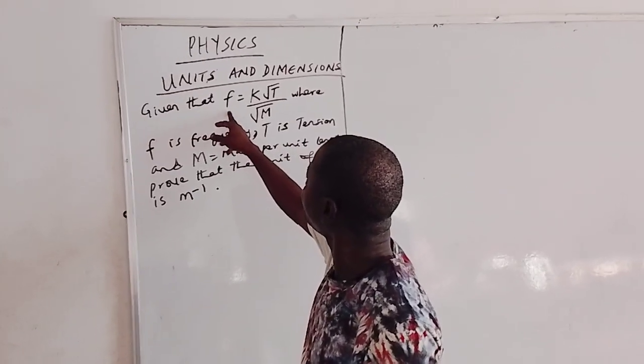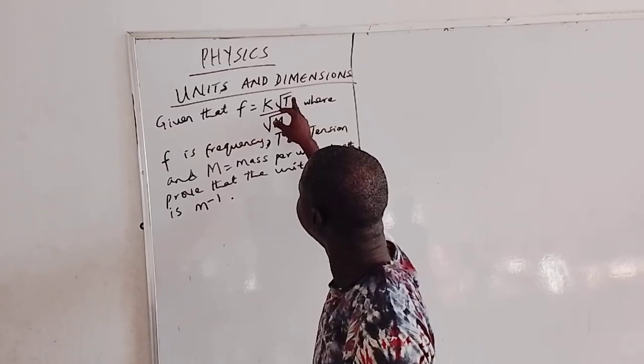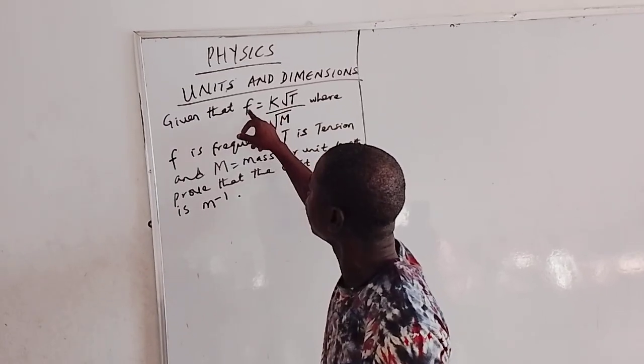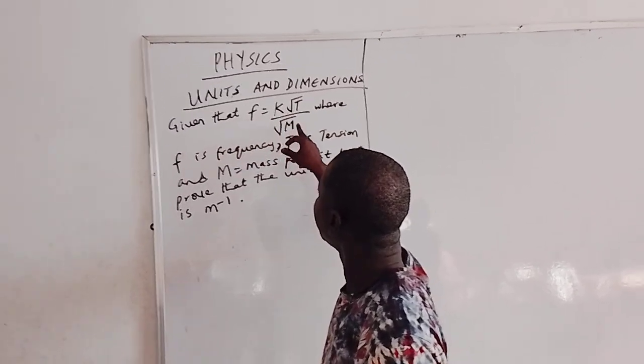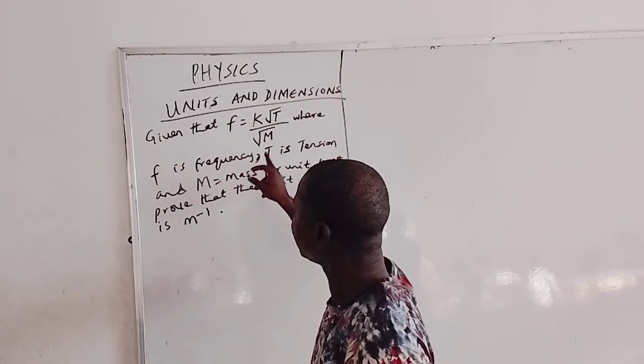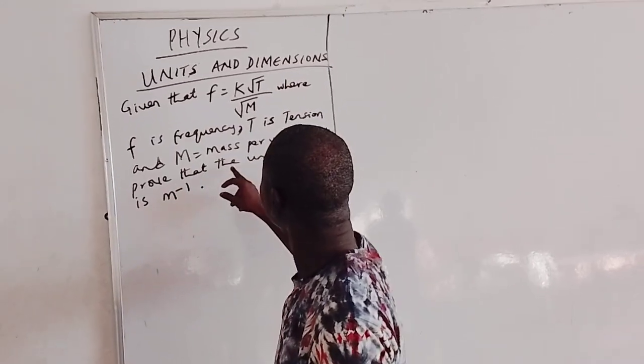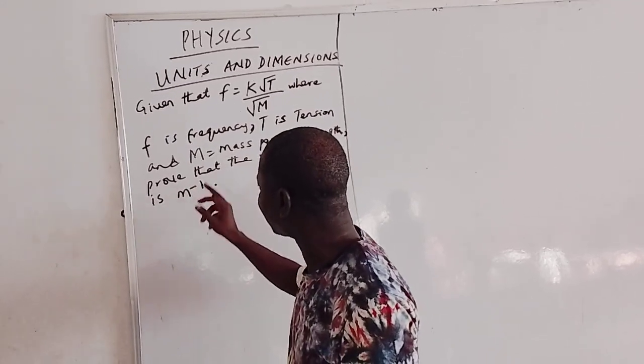Given that f is equal to k into the square root of T over m, where f is frequency, T is tension, k is a constant, and m signifies mass per unit length. Prove that the unit of k is per meter.